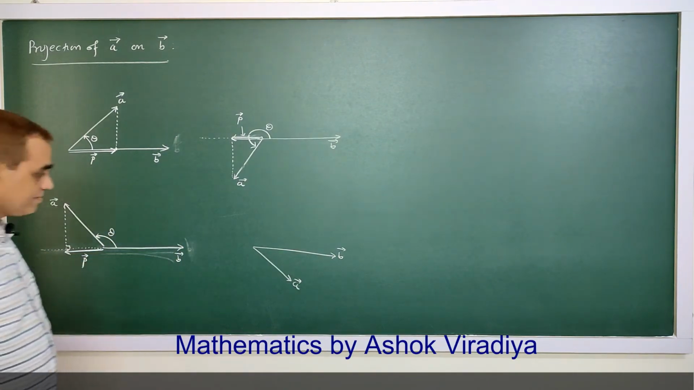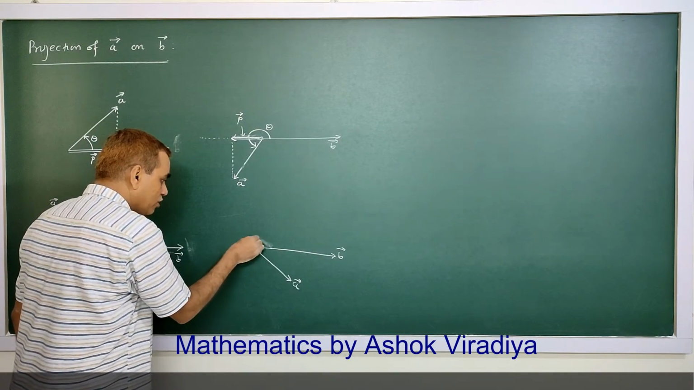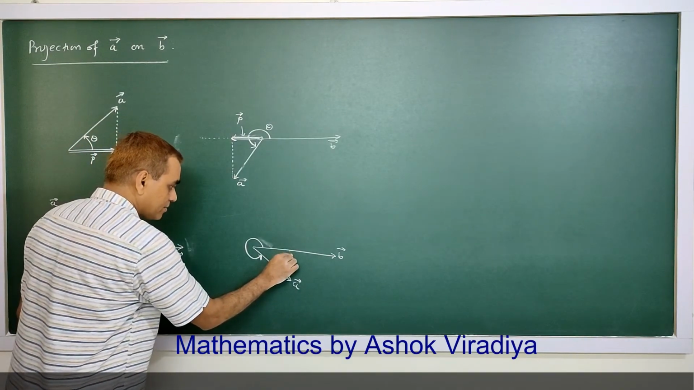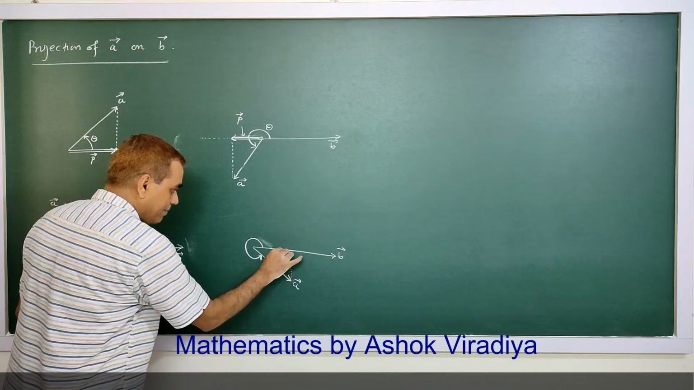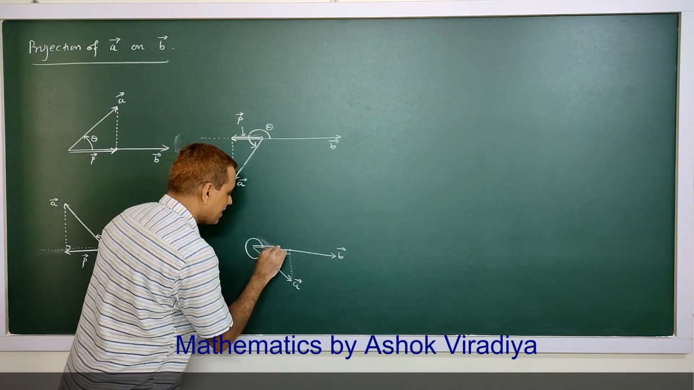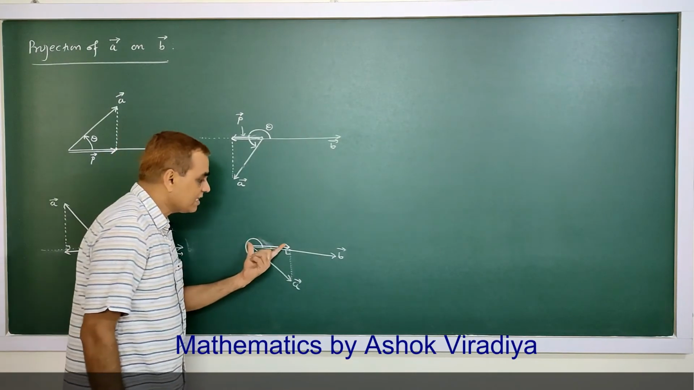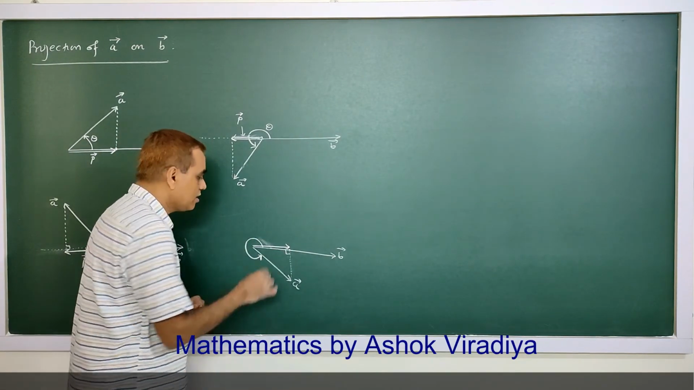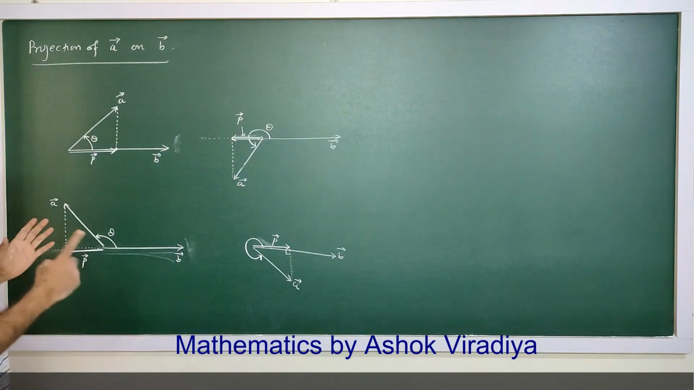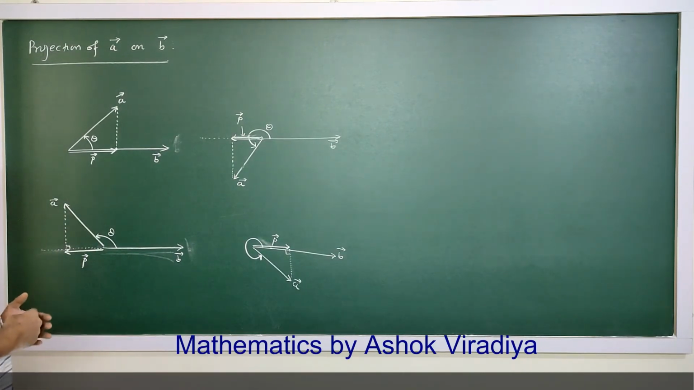In this diagram, theta is in the fourth quadrant. Here, taking a perpendicular, this is the foot of perpendicular. See now this vector is in the same direction as B. So this is the projection vector, projection of A on B. In all these four diagrams, vector P is the projection vector of A on B.